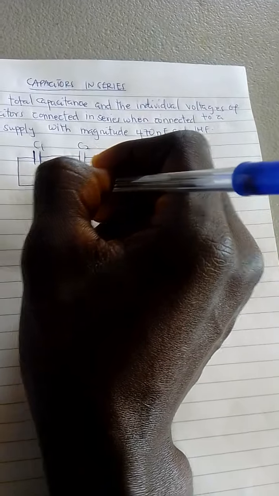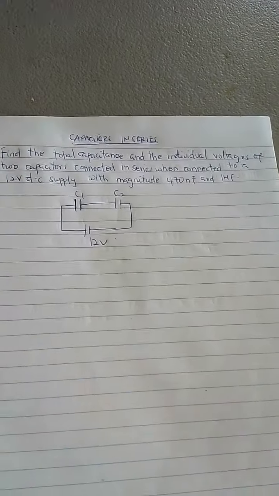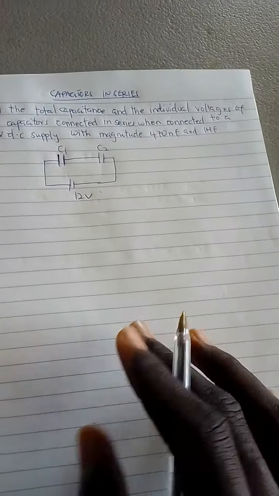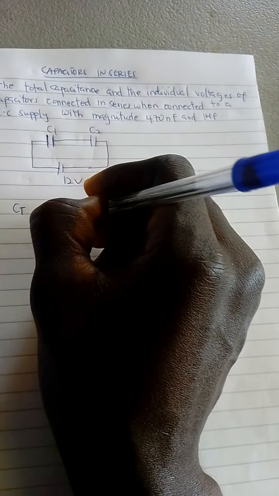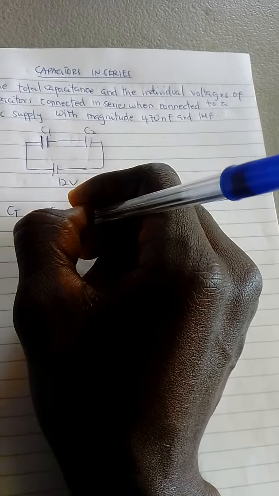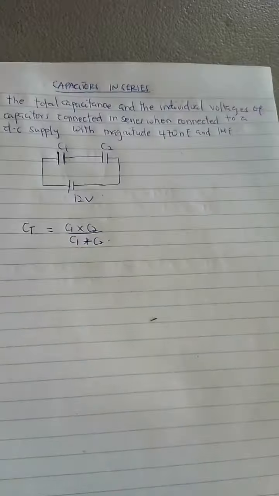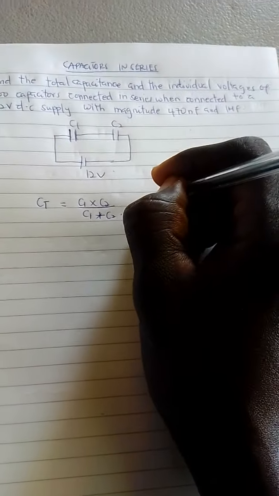So if I draw, I have the two capacitors, C1 and C2, across a 12 volt supply. So let's quickly move to the question. We are finding the total capacitance. Since they are connected in series, our CT is simply C1 times C2 over C1 plus C2. And for this, we make direct substitution.